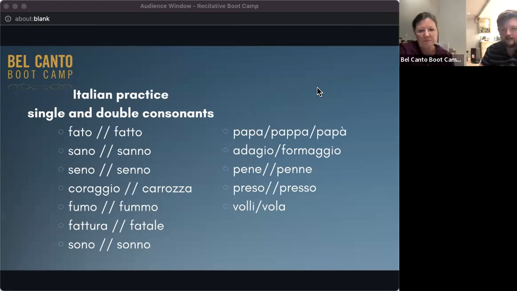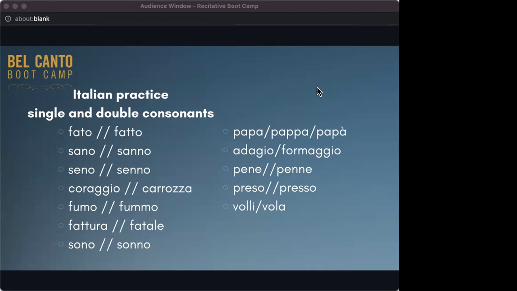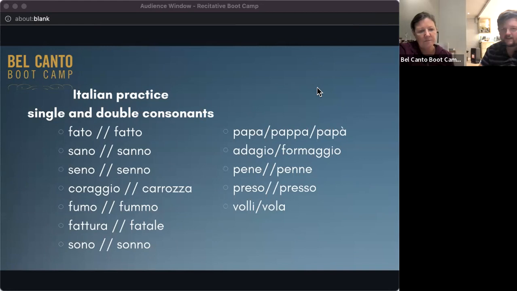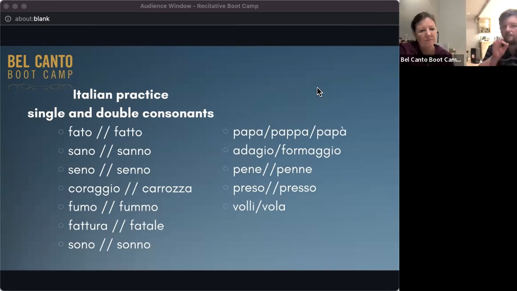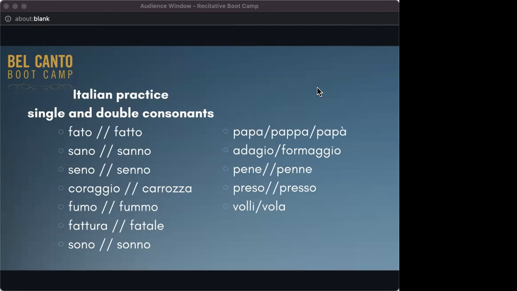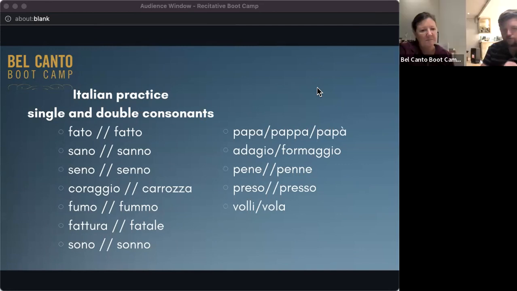Good. Kennedy, are you able to read the next two? Yes. Can you hear me? Yes. Okay. Fattura, fatale. Sorry. Good. Say it for me. Fattura. Yeah, so fattura, but then fatale.